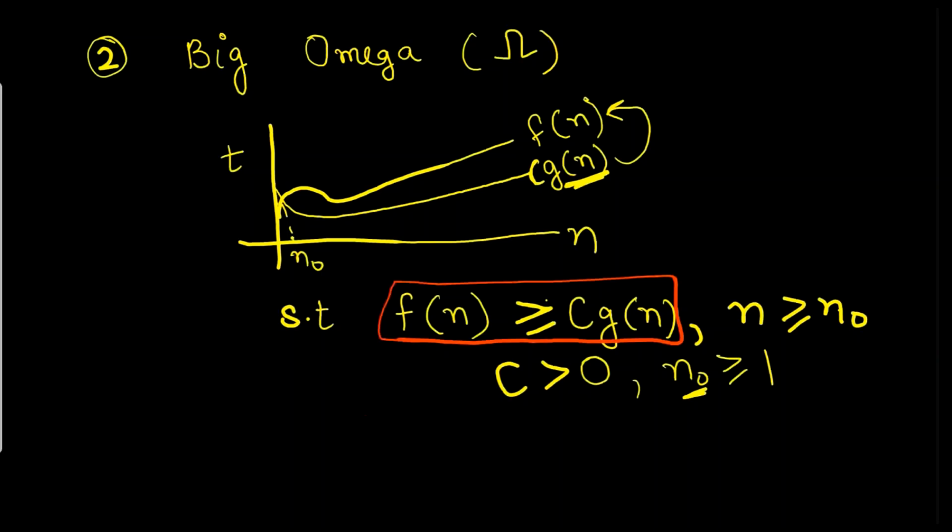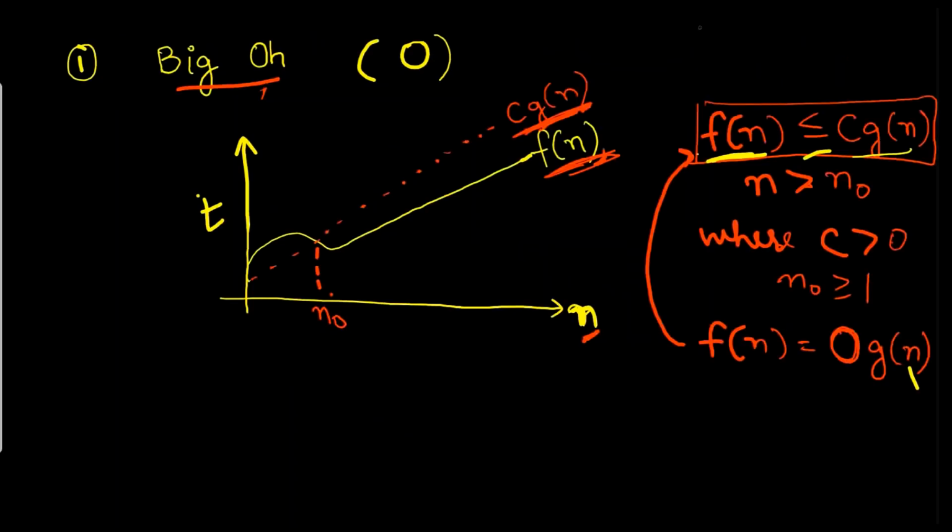So here this g(n) is lower bounding the f(n). That's why we are terming it as omega. So omega is the lower bound, whereas big O is the upper bound.